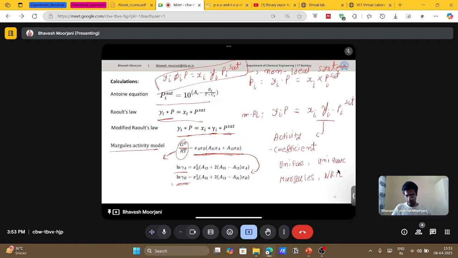This is how the theoretical part will work. Now I'm not going into the details of the activity model.